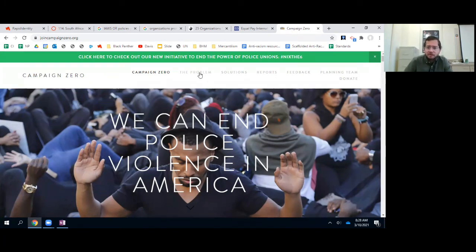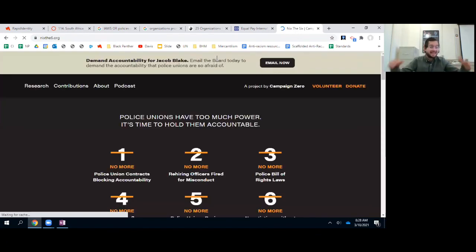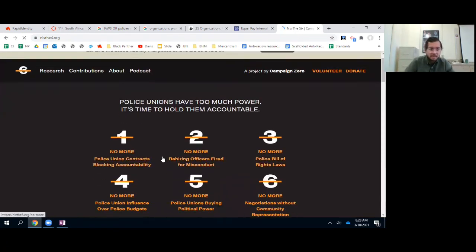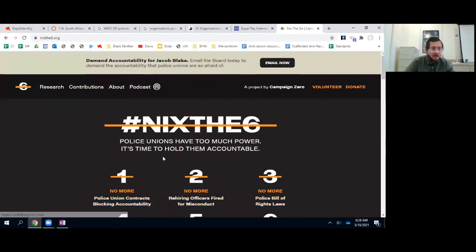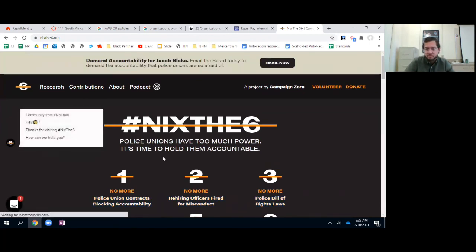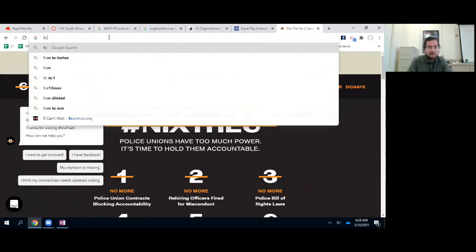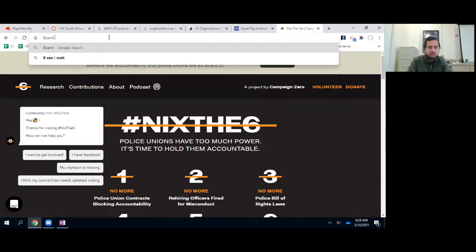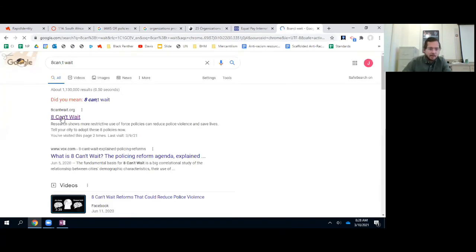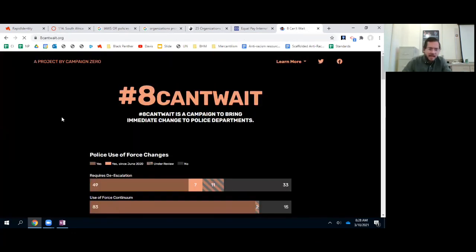They have different campaigns. They have issues. For example, right now they have a campaign called Nix the Six. That would be their campaign slogan. It addresses the power of police unions and where that can get in the way of ending police violence. Or you could look at the 8 Can't Wait campaign. Very similar. You have a slogan by the same organization, 8 Can't Wait. So you've got this hashtag, this slogan, this campaign.